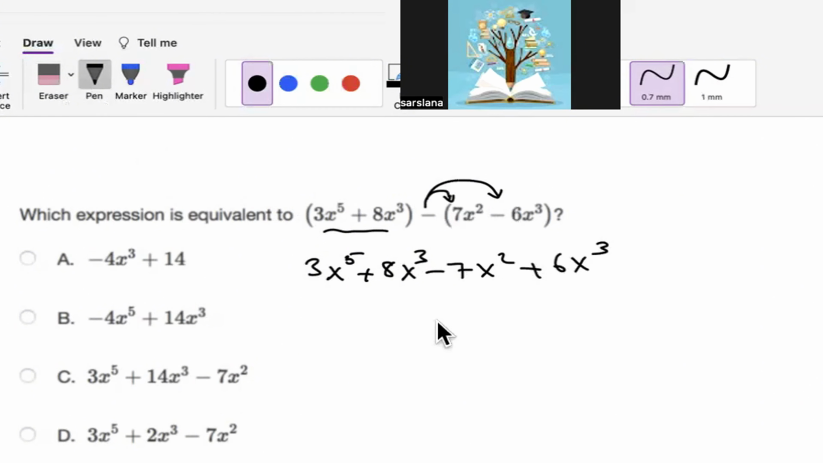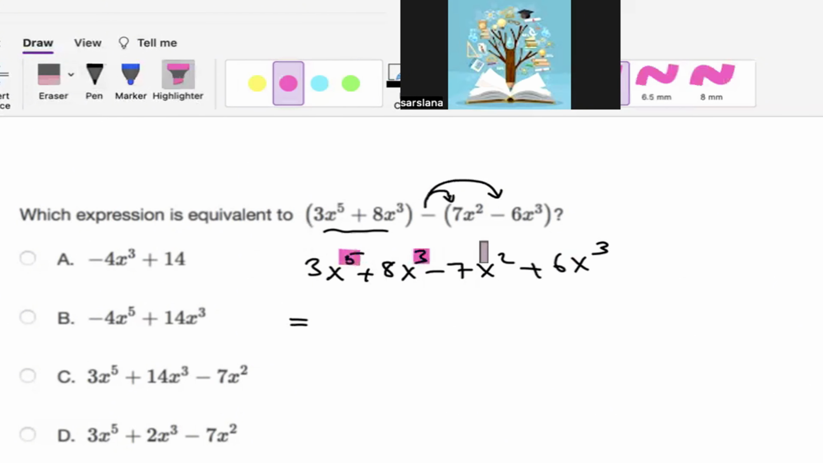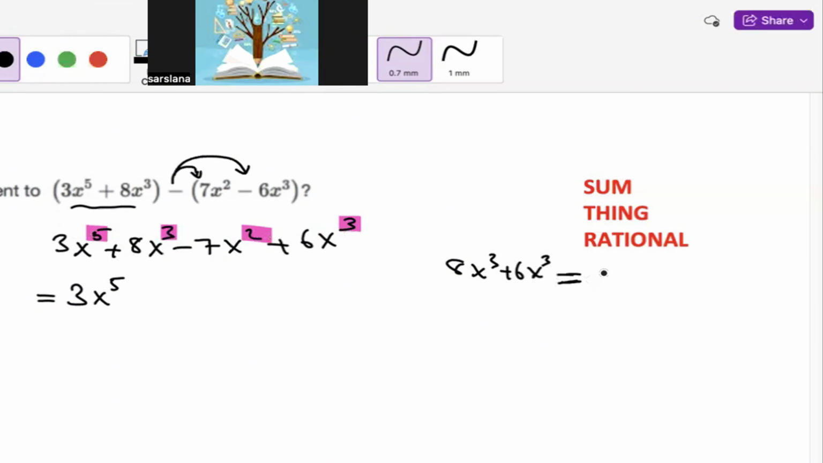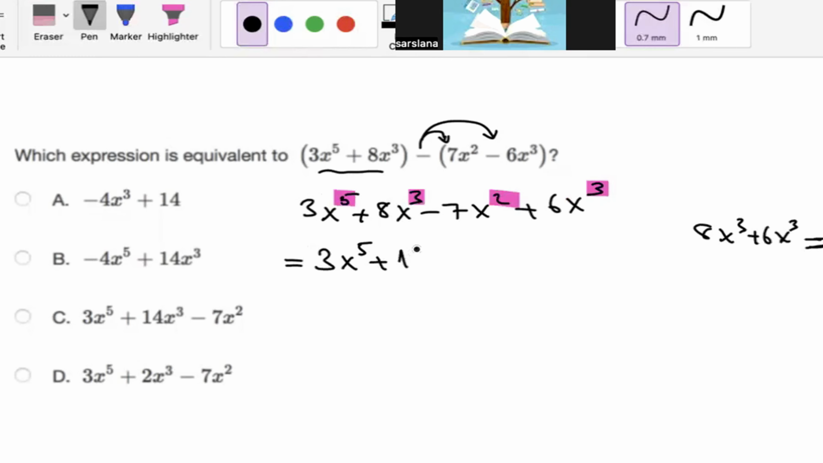Here is the trick. When I combine like terms, I need to start with the highest degree. I can just highlight the highest degrees. The highest degree is here, 5 as you see. So 3x to the power 5 first. Then x cubed, the next highest degree. So I need to combine 8x cubed and 6x cubed. Adding 8 and 6 is 14. Definitely you don't need to forget that 14x cubed should be next to them, and negative 7x squared should be aside because there is no other x squared term.